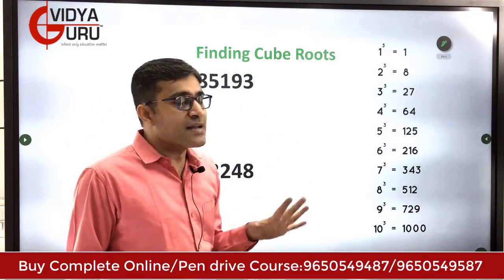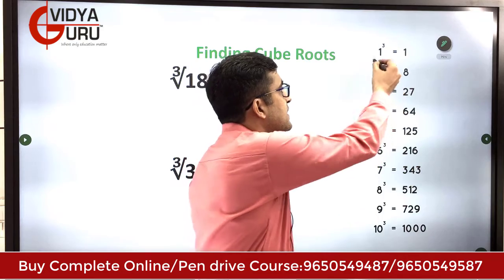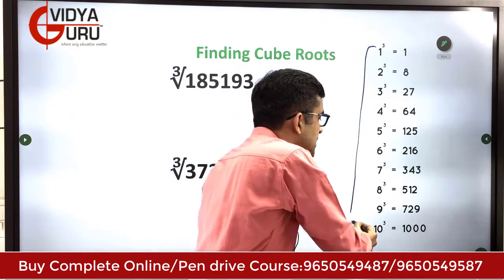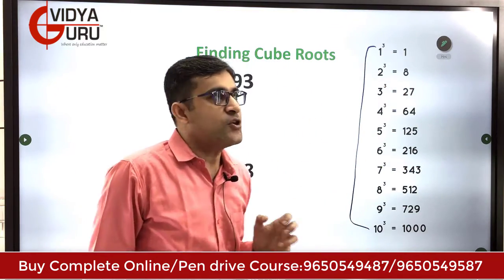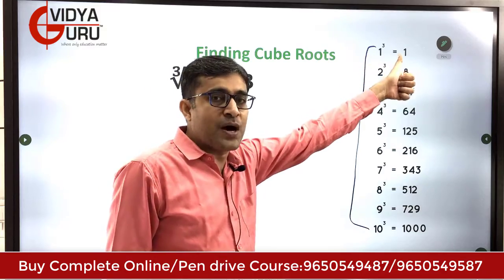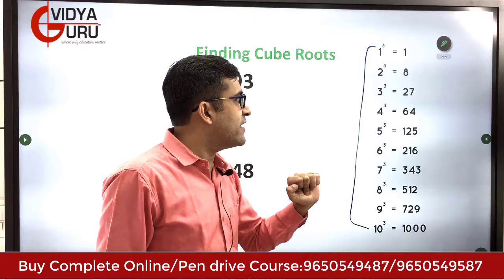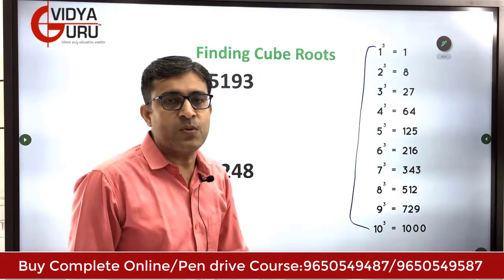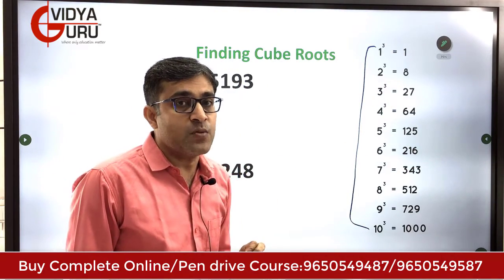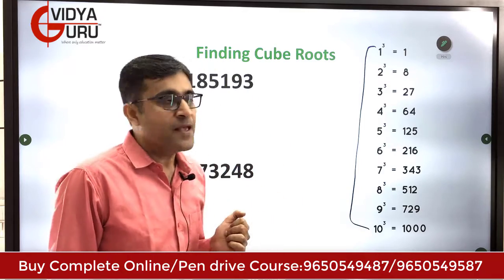And what is that groundwork? You have to look at these 10 cubes. 1 cube is 1, 2 cube is 8, 3 cube is 27. Just observe this table once, because that is going to help us a lot.